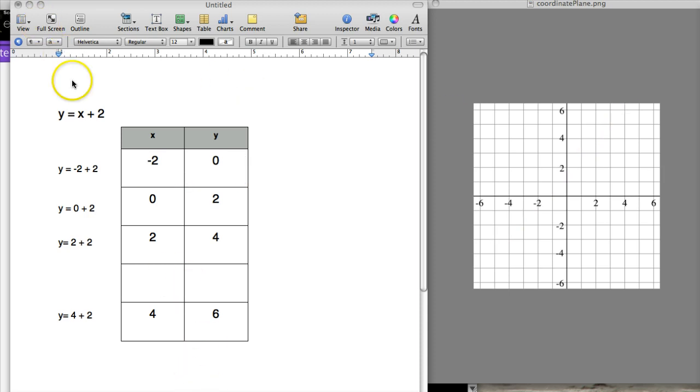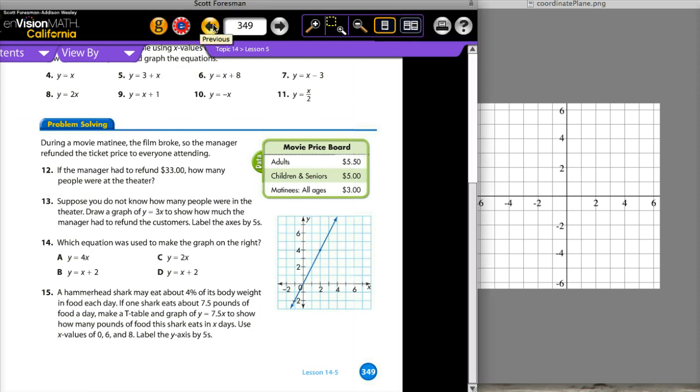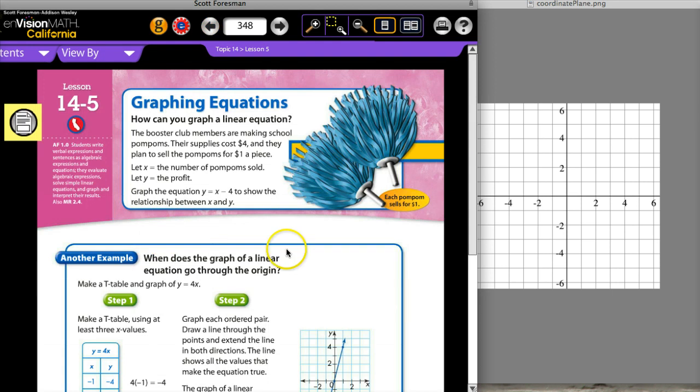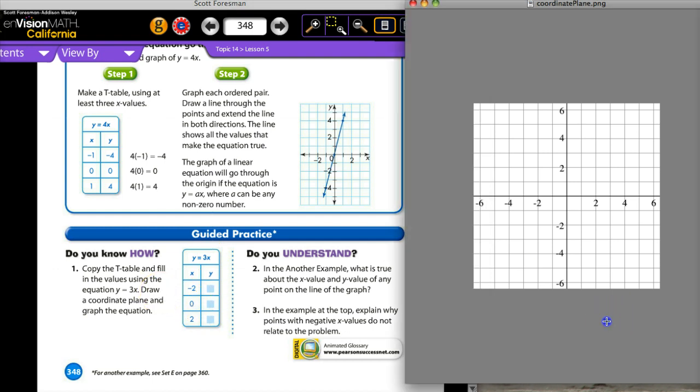So now let's take a look at our homework. Let's take a look at the guided practice first. In the guided practice, it asks us to make a t-table. Copy the t-table, fill in the values using this equation, plugging these values for x into the equation and coming out with y values. Then you're going to draw a coordinate plane like you see here and plot the points. You'll plot these ordered pairs similarly to how I did, and then graph the equation. Graphing the equation is just connecting those dots with a line.